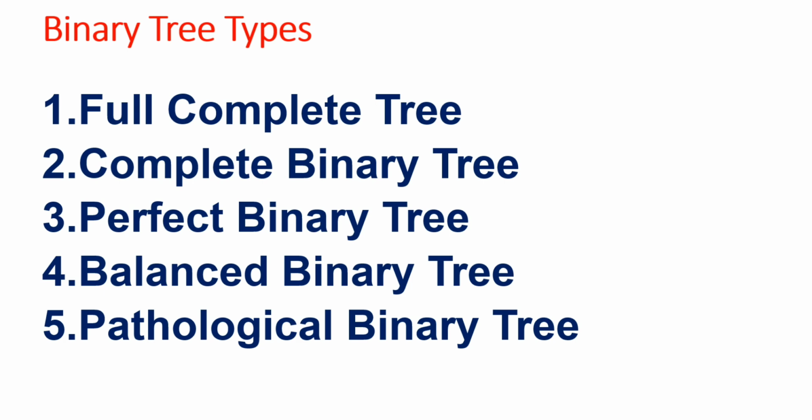The first one is full binary tree. What is full binary tree? A full binary tree is one where every node contains 2 children and leaf nodes contain 0 children. It is called a full binary tree or fully complete tree.